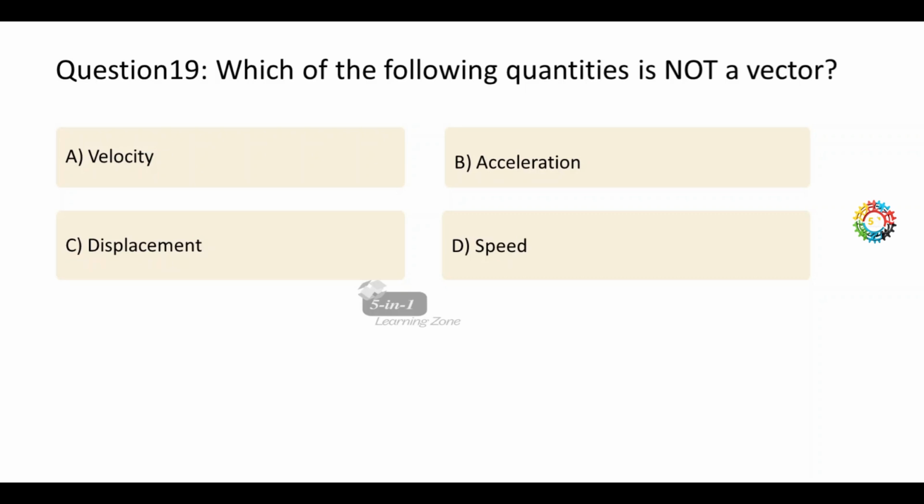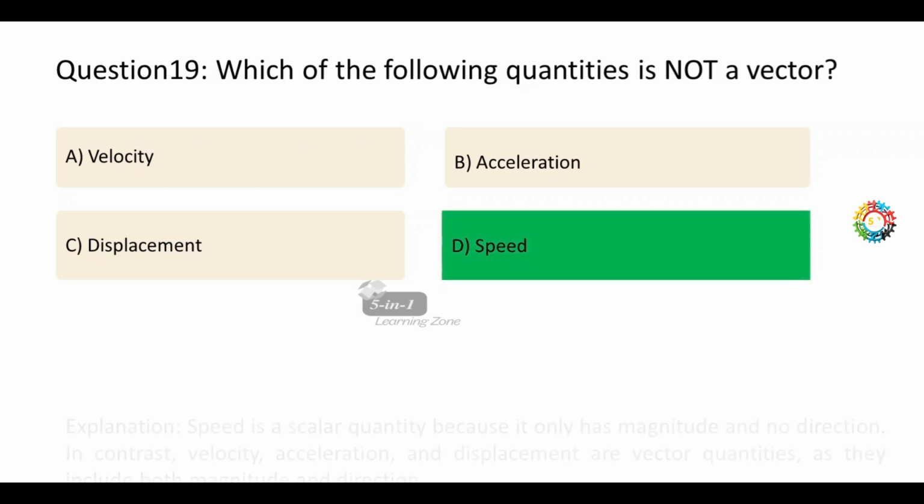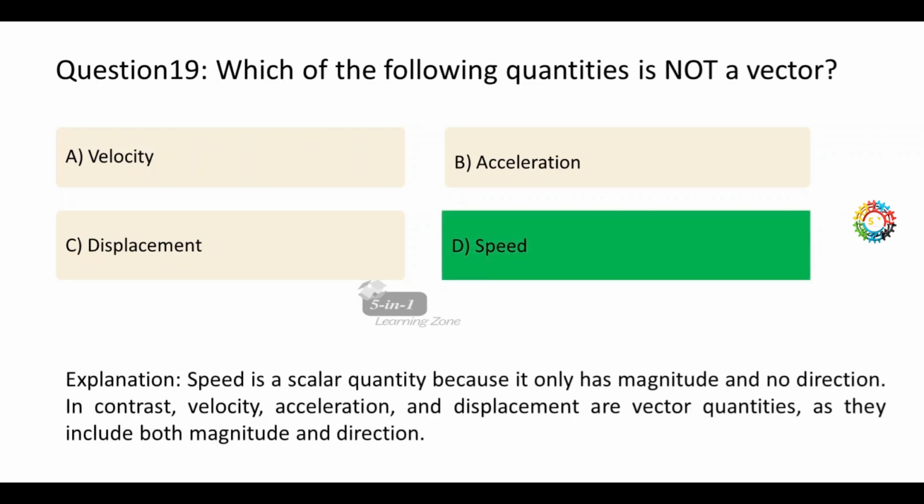Question 19. Which of the following quantities is not a vector? Answer D. Speed. Explanation. Speed is a scalar quantity because it only has magnitude and no direction. In contrast, velocity, acceleration, and displacement are vector quantities, as they include both magnitude and direction.